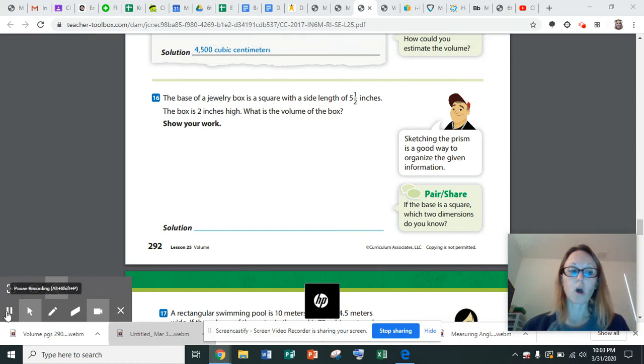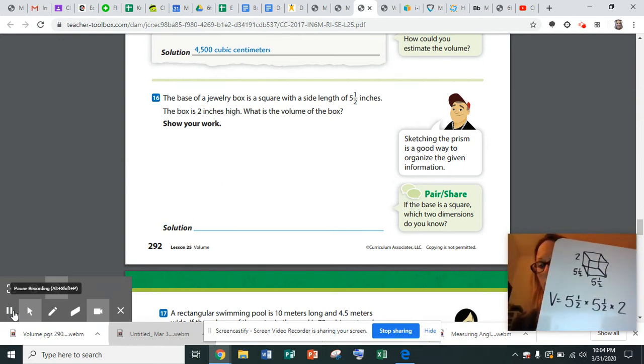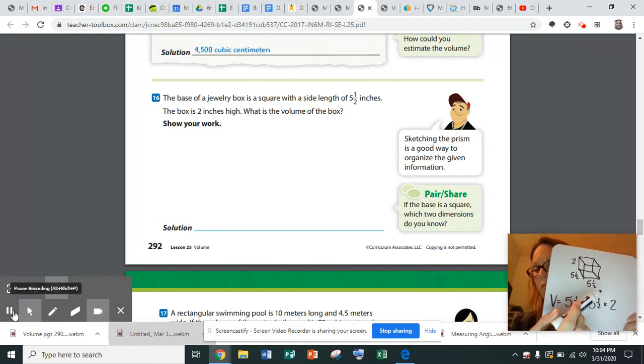So go ahead, I'm going to pause it, and I want you guys to try to figure this out before we solve it together. Okay, I hope you had some time to solve it. So I went ahead and drew a picture of it. And if you can see, the bottom of mine is a square. So I have 5.5 by 5.5, and then the height is 2. So my volume is 5.5 times 5.5 times 2.